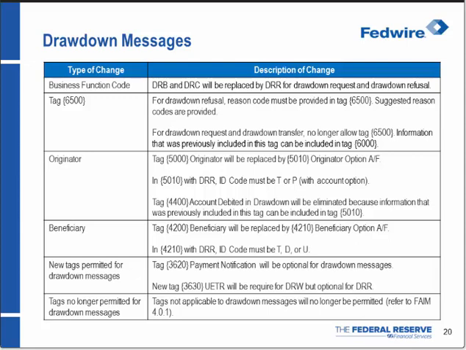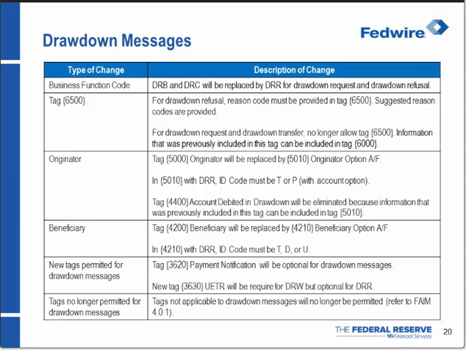And in 5010, when you're using a DRR business function code, the ID code must be a T or a P with an account option. And you'll notice tag 4400, account debited in drawdown, will be eliminated because this information that was previously included will be replaced in tag 5010.